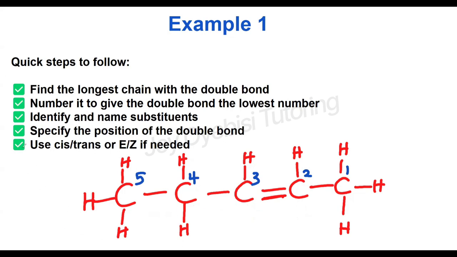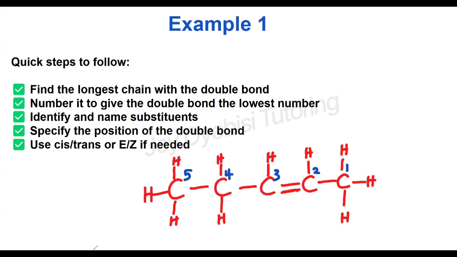Identify and name the substituent. There is no substituent in this particular alkene because everything attached to the parent chain, or the longest chain, is all hydrogens. Therefore, we don't have to do that for this one. Now specify the position of the double bond. The double bond is on 2. Cis or trans is not needed for this one.